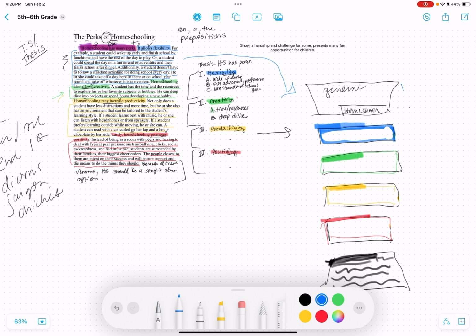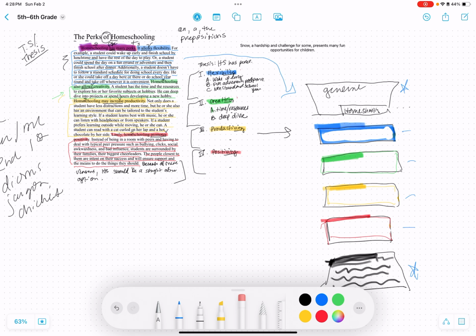I want you to write your own introduction, your own conclusion, and I want you to add your own facts to these paragraphs. Maybe you thought of another way to explain an increase in productivity, but I want you to keep the same outline, the same drawers.